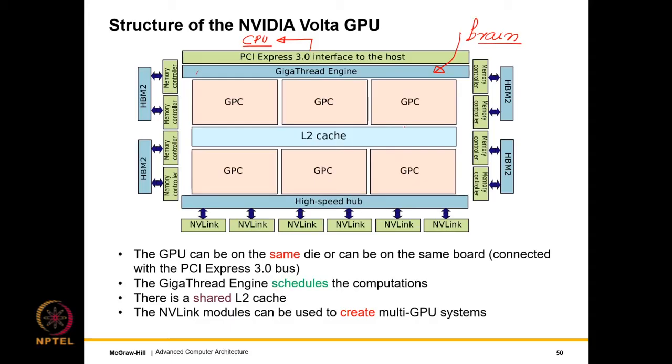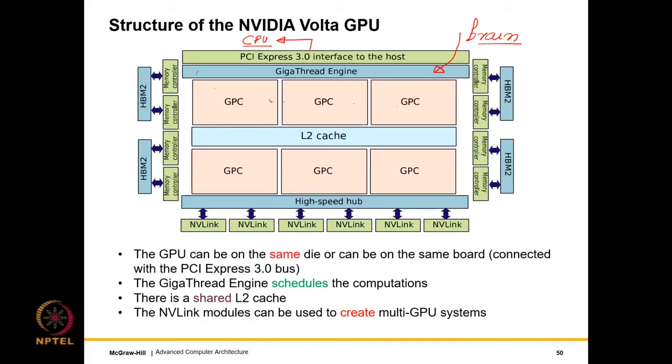So this does the job of the scheduling aspect. It's not much, it's a very simple brain. It's not a human brain. It's more like a bird's brain, but it's a small brain. Then we have these graphics processing clusters, which is basically a large collection of small cores. So in the Volta GPU, we have 6 of these. 1, 2, 3, 4, 5, 6. We have 6 of these.